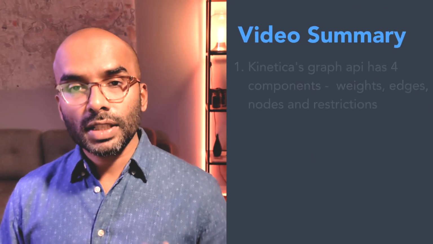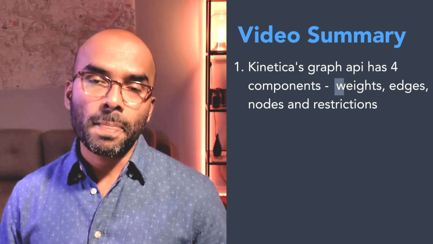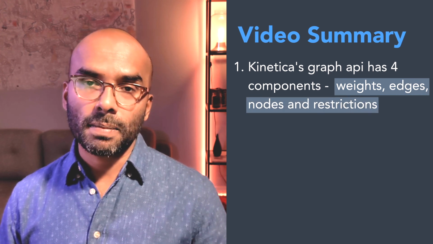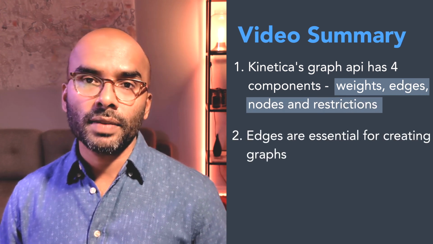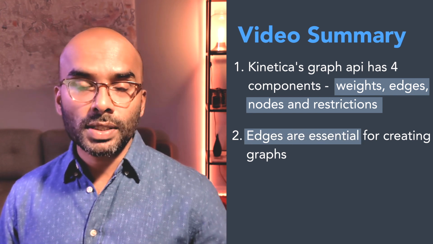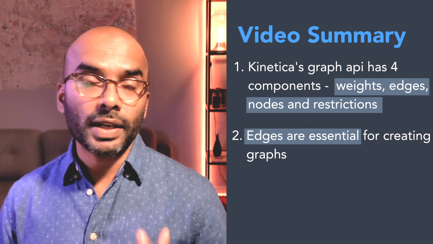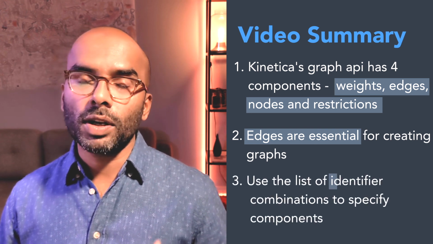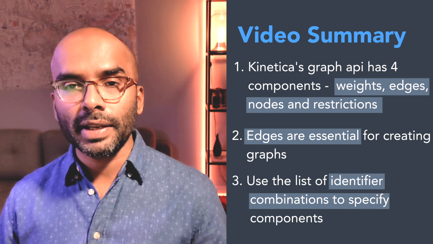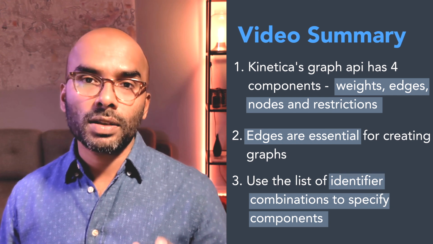This brings us to the end of this video. To summarize, in this video we created a graph in Kinetica that used all the 4 components in Kinetica's Graph API: weights, edges, nodes and restrictions. At a bare minimum, to create a graph in Kinetica, we need to at least specify an edges component. We can add additional components like weights, nodes and restrictions on top of this to model more complex scenarios that we encounter in the real world. The key purpose when modeling data for graphs in Kinetica is to accurately identify all the different components in Kinetica's Graph API. You can do this by mapping the appropriate columns from your data to the corresponding identifiers that are provided by Kinetica.